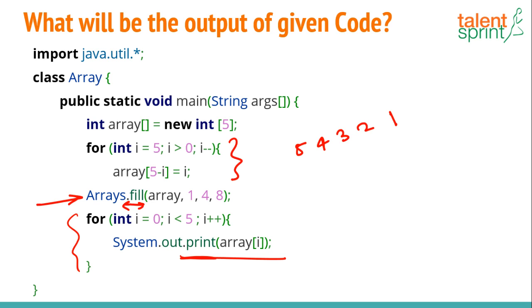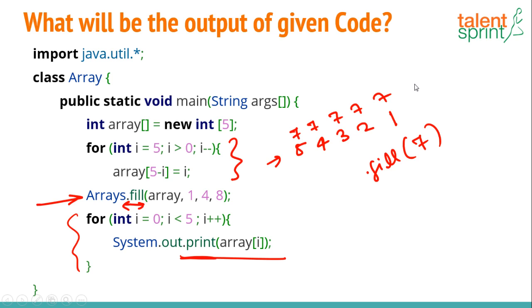Parish, how did you come to 14841? I'm wondering. So if you guys remember, what fill did was, if you call dot fill and you give some value, let's say 7, it will replace all these values of your array with 7. So your output will become 7, 7, 7, 7, 7.